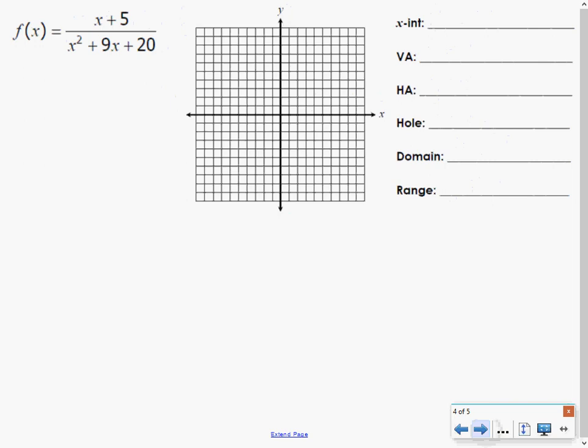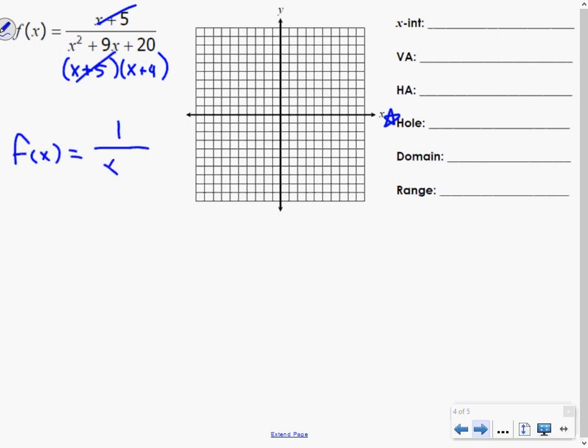So let's look at one more real quick here. Let's start by factoring. My denominator is going to factor into x plus 5 times x plus 4. So this time we have a common factor that cancels out. That's an indicator to you that there is going to be a hole. Now our simplified function is going to be f of x equals 1 over x plus 4.